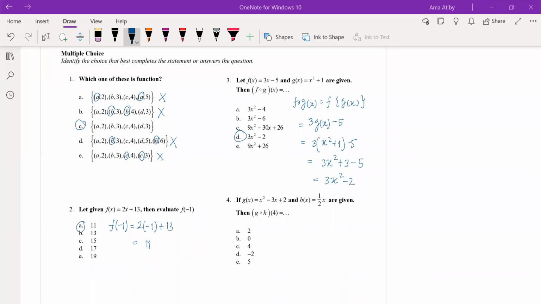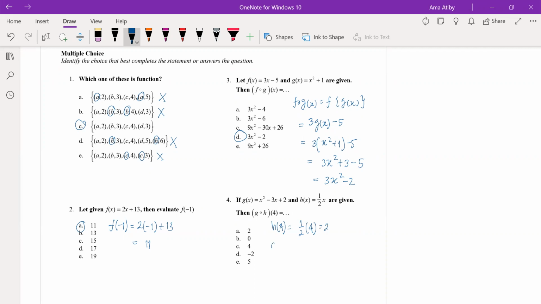All right, let's move on to question number 4. Here we are given the function of g and the function of h. We are going to find g of h of 4. First of all, we need to find the inside function, which is h of 4. Just substitute 4 into the function of h. So we will get a half of 4, which is 2.